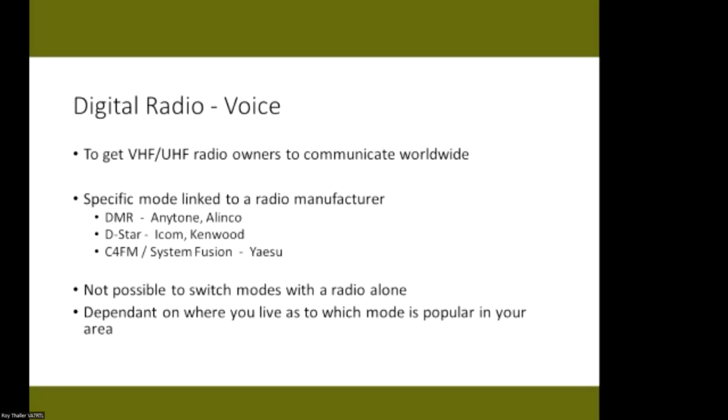So if you have an Anytone or an Alinco, it uses DMR. And if you have an Icom or a Kenwood that's set up to handle digital, it uses D-Star. And then Yaesu uses either C4FM or System Fusion. The issue here is that if you have an Anytone radio, you can't do D-Star or C4FM. If you want to use all 3, you have to buy 3 radios.